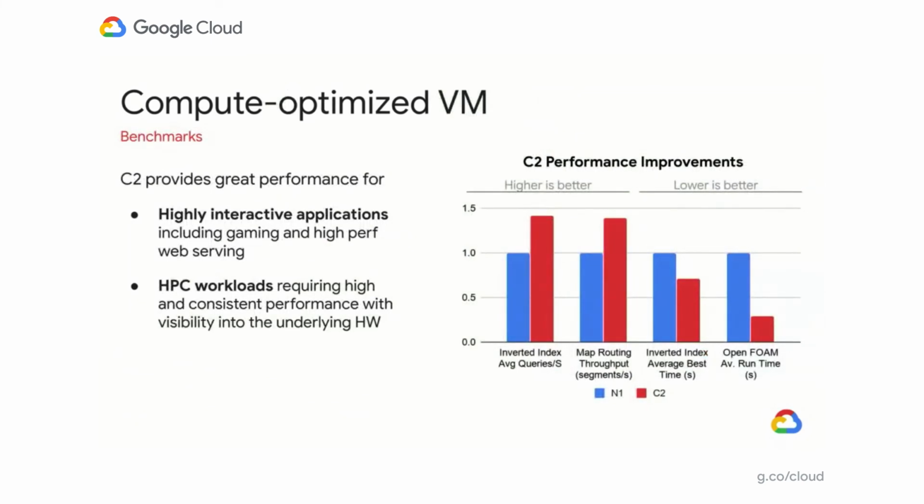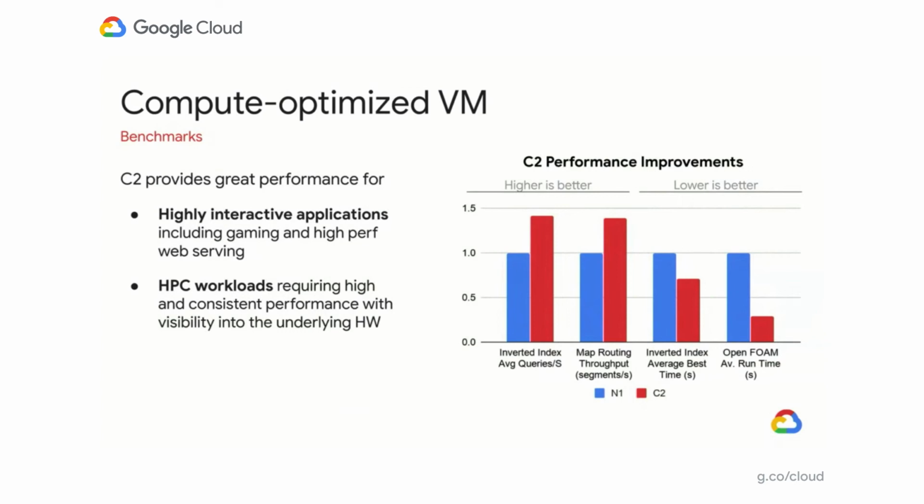Looking at how this can benefit you, let's look at some of the benchmarks over here. These benchmarks represent both highly interactive applications and higher performance computing workloads. The results are evident. All of them see approximately 40 to 41% performance improvements. You can see this over here in the increase in the average queries per second, and also the decrease in the average runtime seen under OpenFOAM.